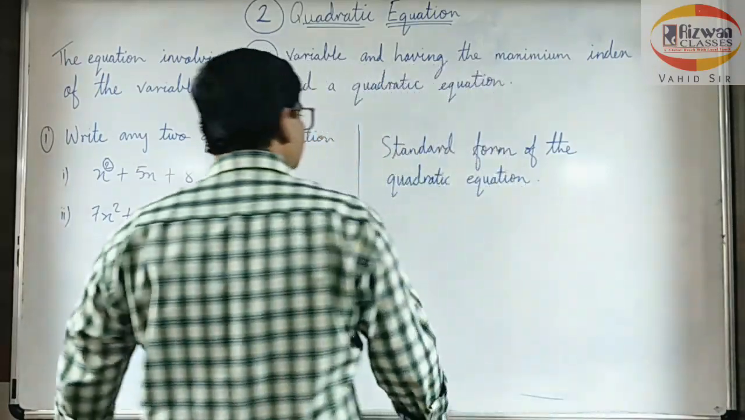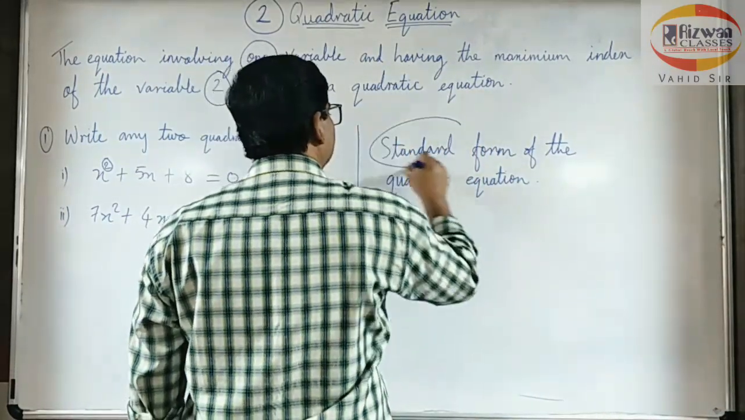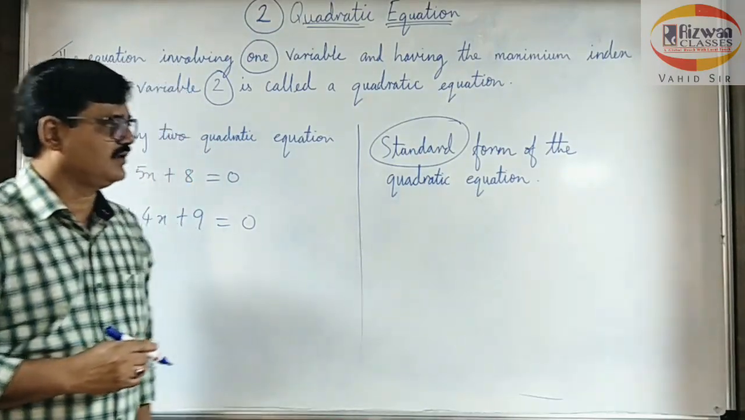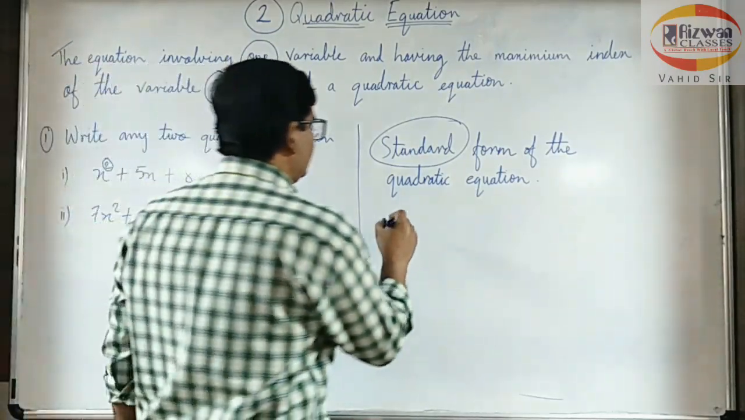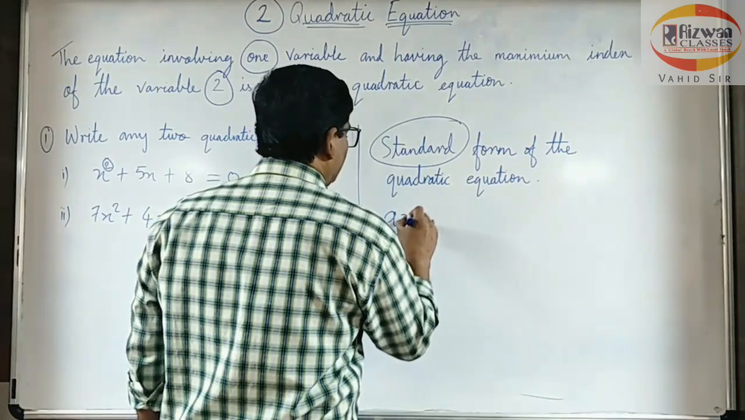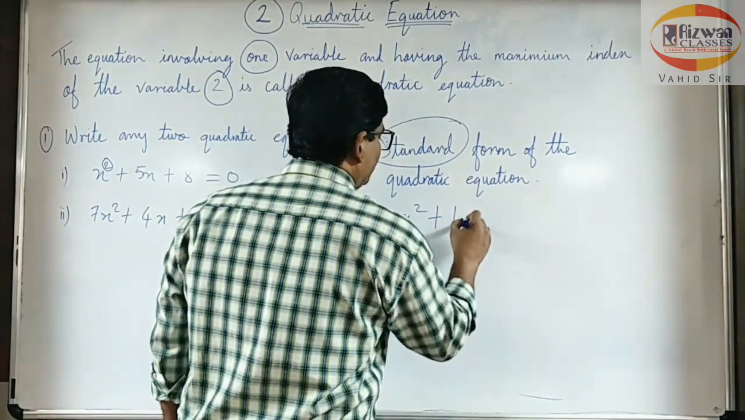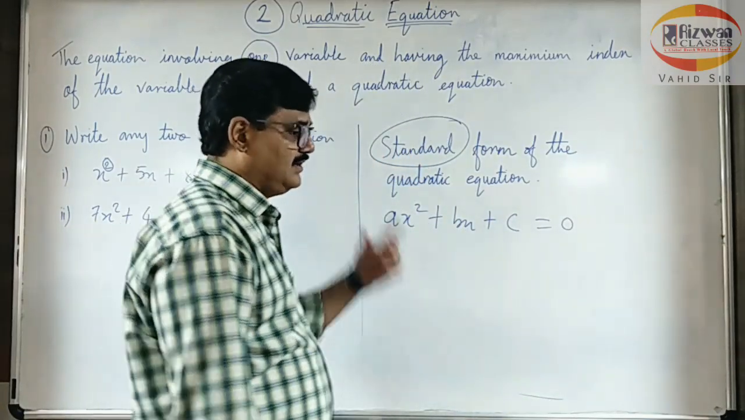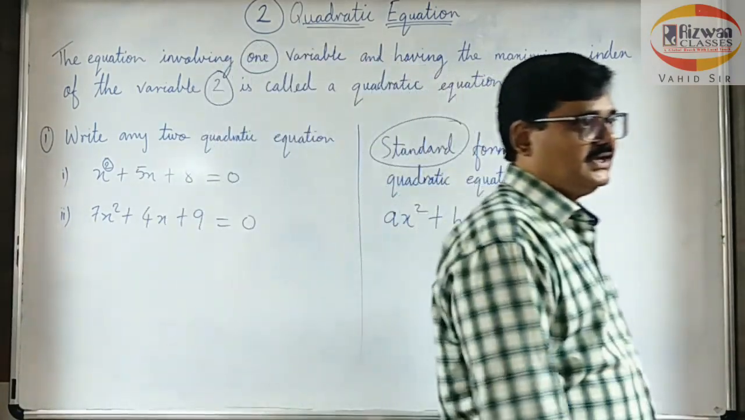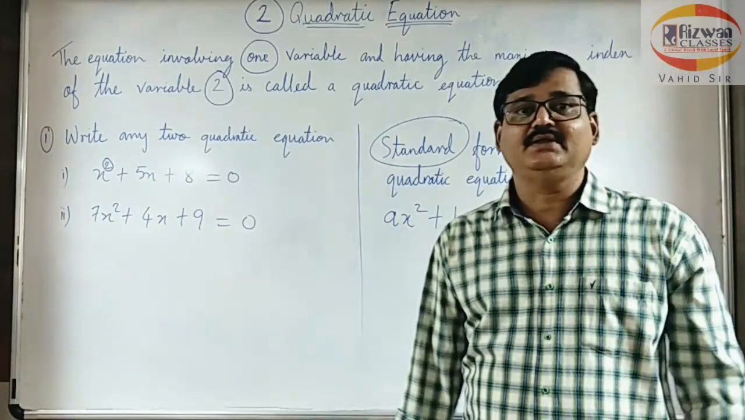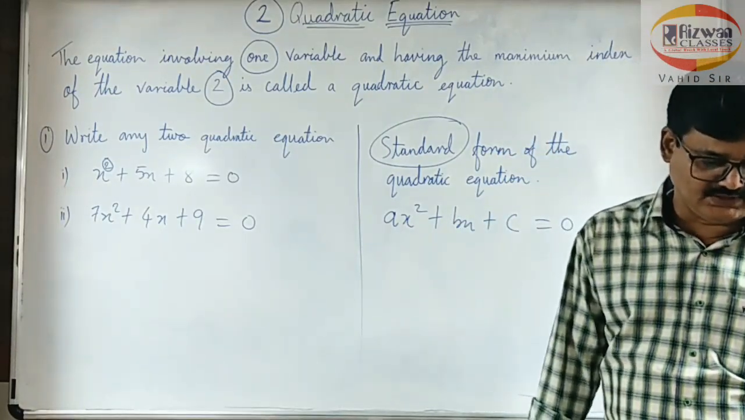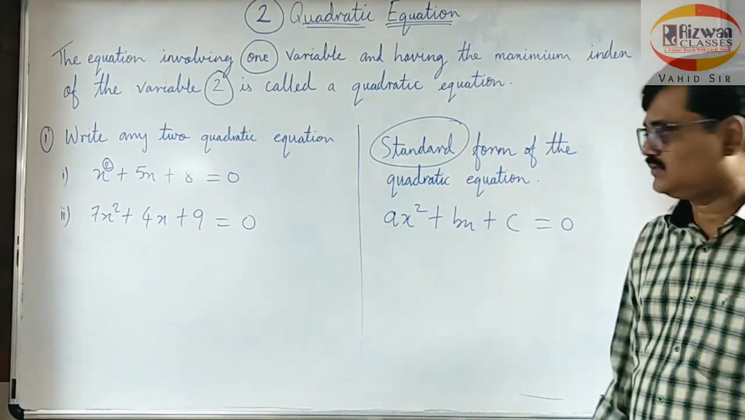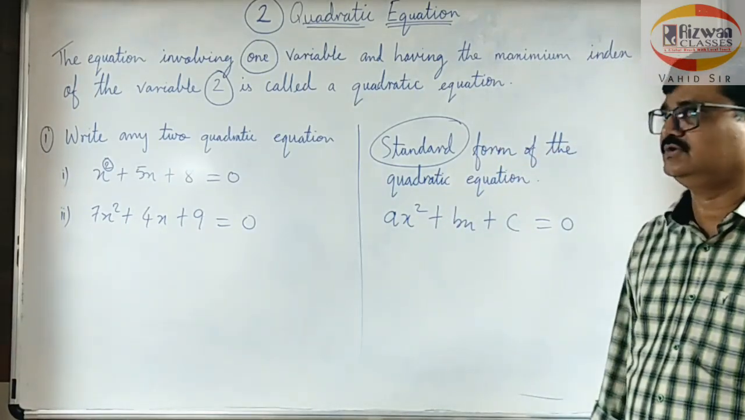Now the next part is the standard form. What is the standard form of a quadratic equation? The standard form of a quadratic equation is ax square plus bx plus c is equal to 0. You have written the standard form of a linear equation, ax plus by plus c is equal to 0. In the same way, the quadratic equation's standard form is ax square plus bx plus c is equal to 0.